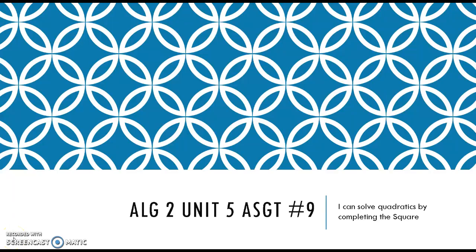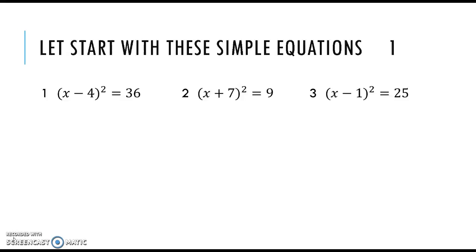So today's assignment, we're going to be solving quadratics by using a process called completing the square. But let's go ahead and get started with these simple questions first. So I'm going to call these, first of all, level 1 questions. We're going to get up to a level 4 today, so we'll see how we do. I'm going to start doing the first one for you, then I'm going to have you pause the video and see if you can do 2 and 3 on your own.